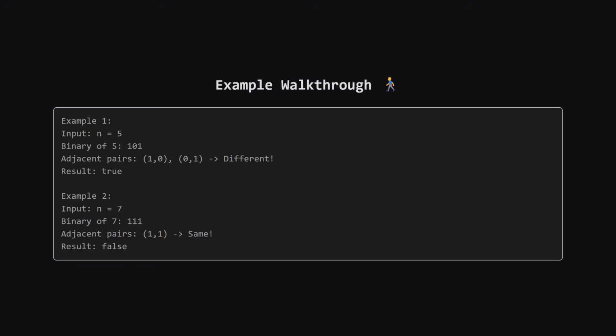Let's walk through a couple of examples. First, take the number 5. In binary, 5 is written as 101. If we look at the neighbors, the first bit is different from the second, and the second is different from the third, so this returns true. Now take the number 7. 7 in binary is 111. Right away we see two 1s next to each other. That's a violation, so we return false.